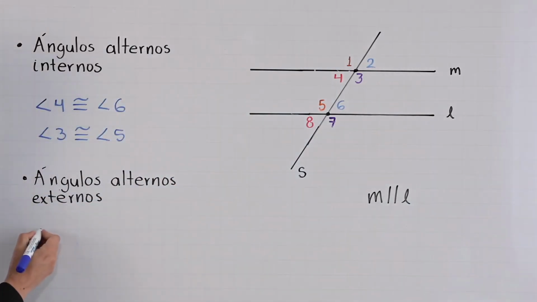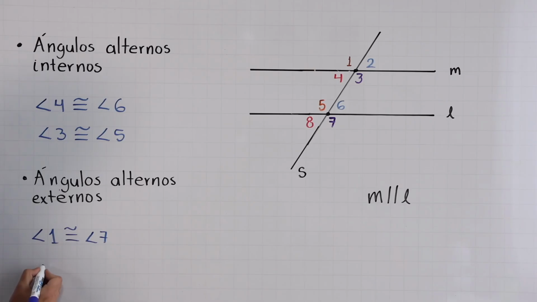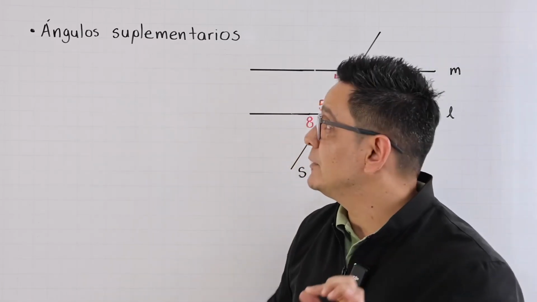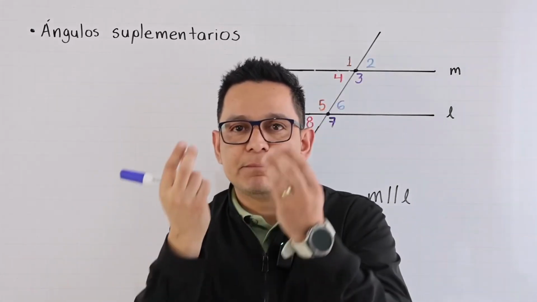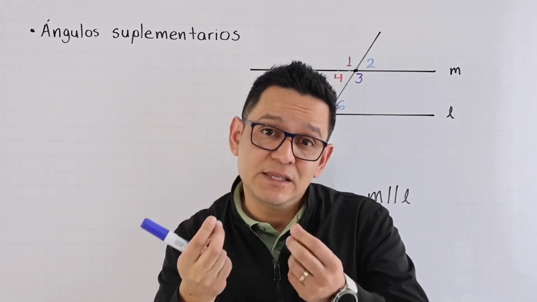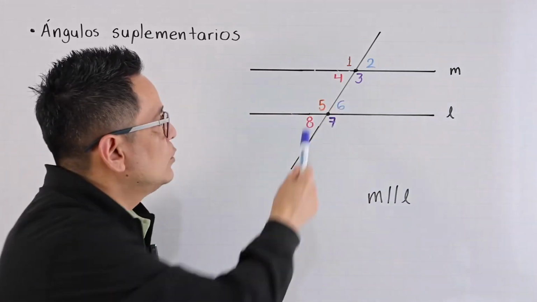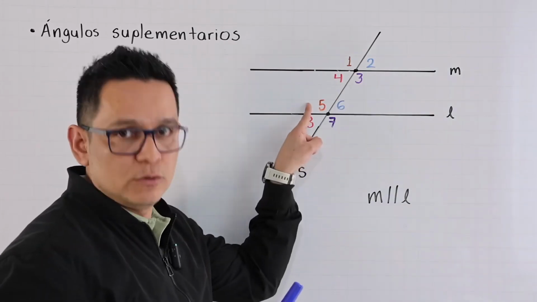So let's write that down. We say that angle 1 is congruent with angle 7, right? And what else? Well, that angle 2 is congruent with angle 8. That's it. And now, to wrap up this video, let me briefly talk to you about supplementary angles. Supplementary angles are pairs of angles whose measures add up to 180 degrees. For example, I want you to look at angle 5 and angle 6. It's true that I don't know the measure of angle 5, right?